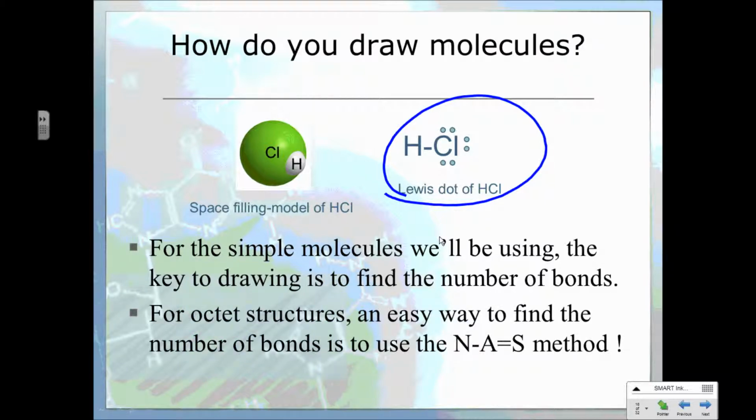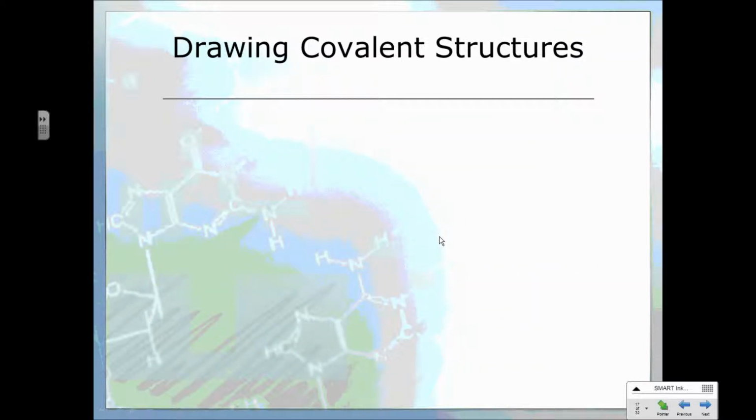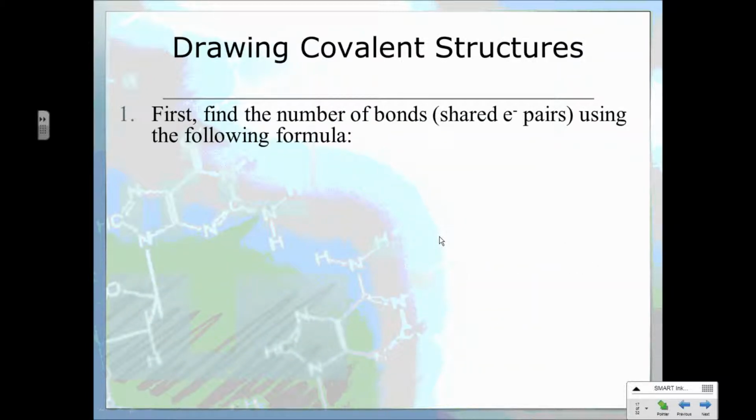Now, the first thing you have to do is ask yourself if it follows the octet rule. If it follows the octet rule, this method, N - A = S, is an easy way to find your number of bonds. First thing we're going to do is determine the number of bonds right up front. And remember, a bond is a shared electron pair. So every bond really is two electrons being shared. And we're going to use the following formula, N - A = S.